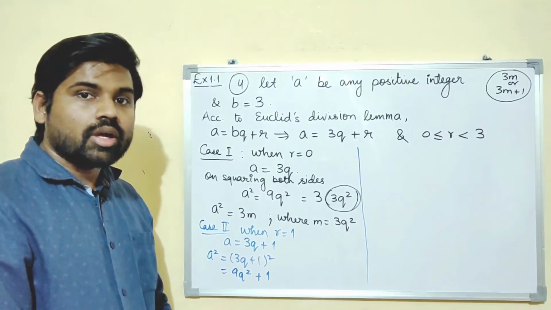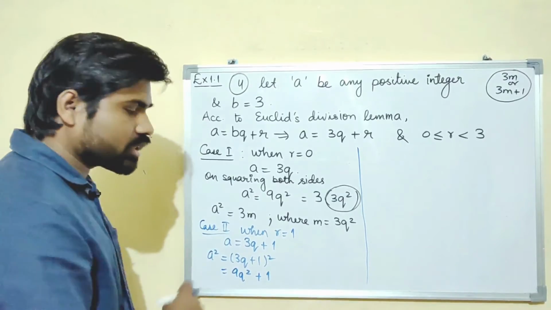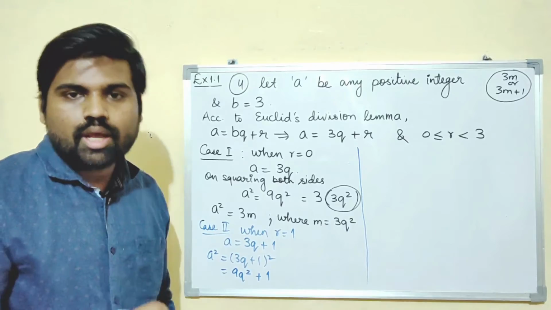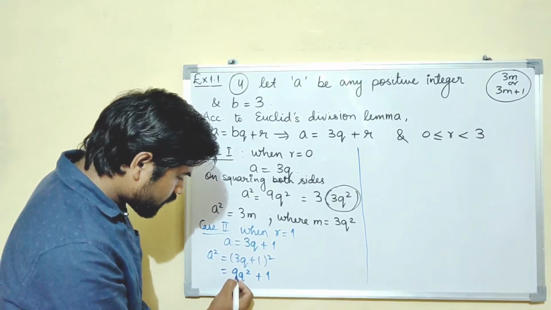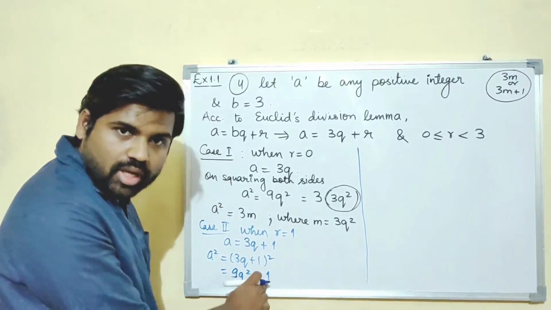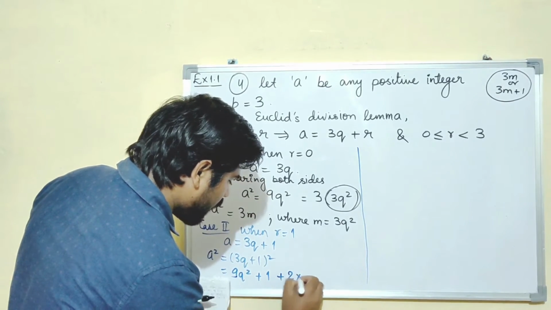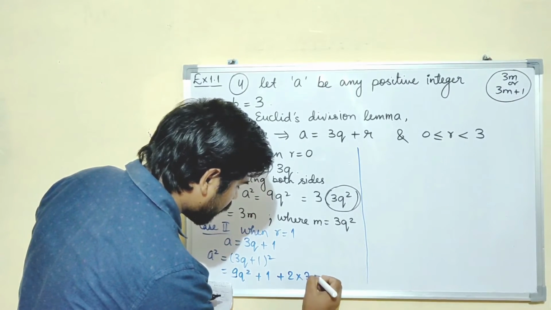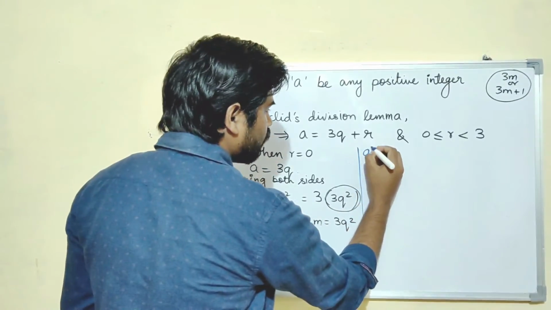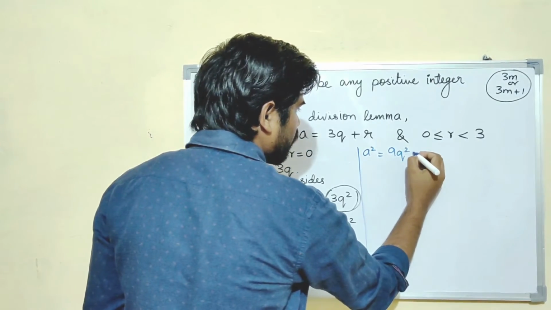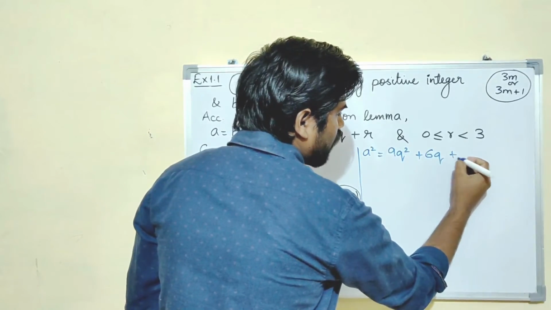Is it enough? No, because this is the identity a plus b whole squared, right? Which says a square plus b square plus 2ab. Okay, so a square is 9q square. And b square, that is 1 square, is 1 plus 2ab. That means 2 into 3q into 1. You will get 9q square plus 6q plus 1.